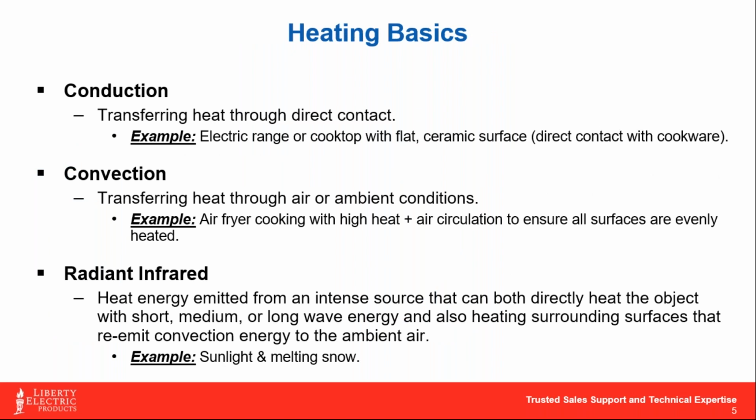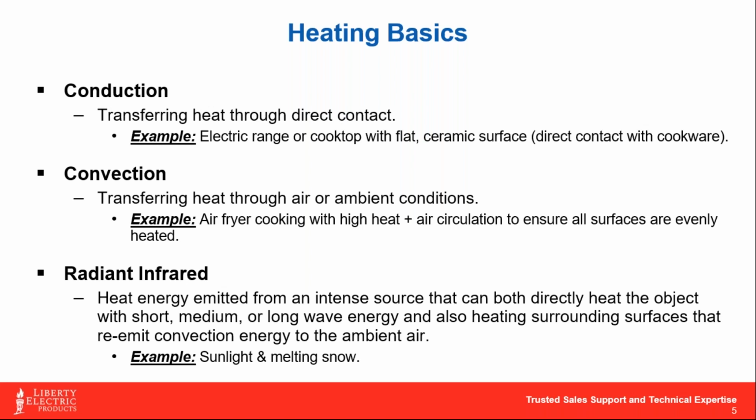Another thing with heating basics is there are three main types of heat, and I think it's important to identify which is which. Conduction heating, just to go through those three pretty quickly, is direct contact transference of heat. An example that I came up with that seems to make sense to pretty much anyone is an electric oven with a flat ceramic cooktop, nice and smooth. When you put your pot or pan on it, you've got direct surface to surface contact, and you are heating directly surface to surface.